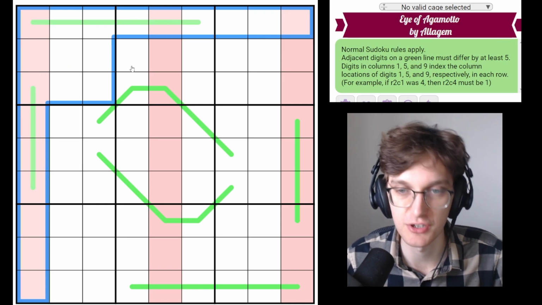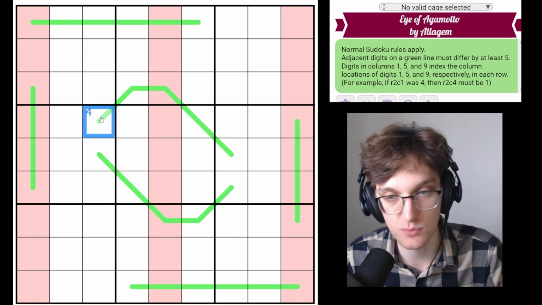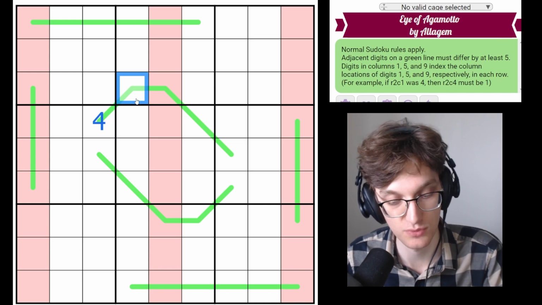Adjacent digits on a green line must differ by at least 5. That's German whispers. So that means if this were to be a 4, then the next one on the line has to be at least 5 away. That means this would have to be 9.